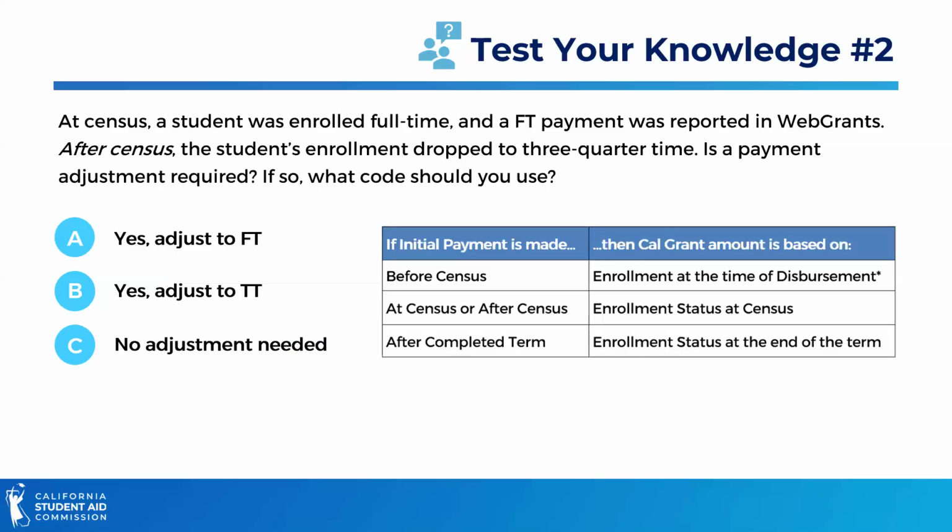And now I have a few more test-your-knowledge questions for you. I'll get these pulled up here. At census, a student was enrolled full-time and a full-time payment was reported in WebGrants. After census, the student's enrollment dropped to three-quarter time. Is a payment adjustment required? And if so, which code should you use? Should you adjust it to full-time, adjust it to three-quarter time, or is no adjustment needed?